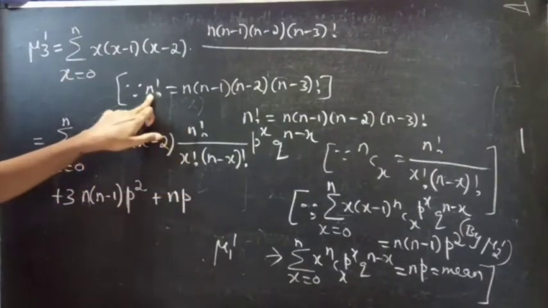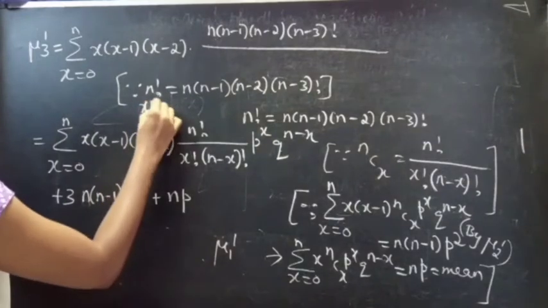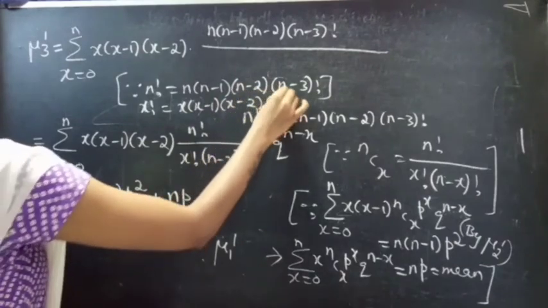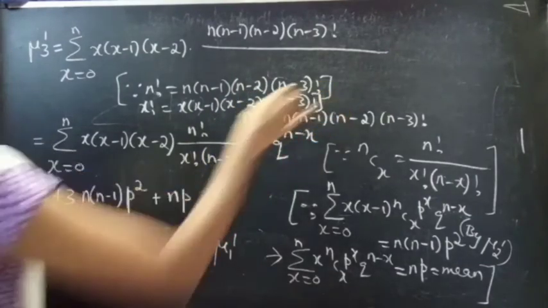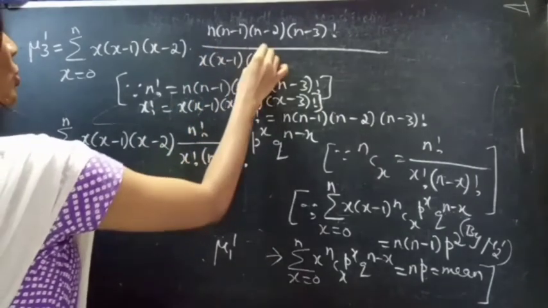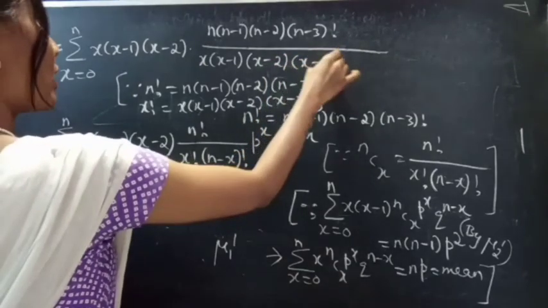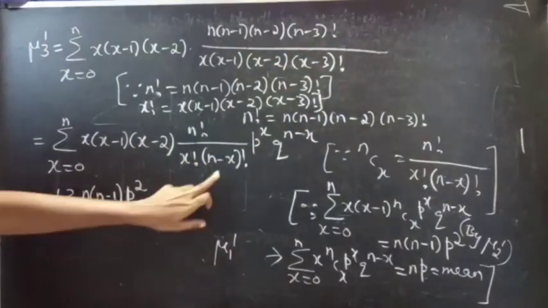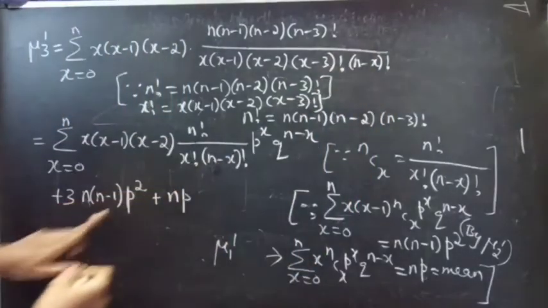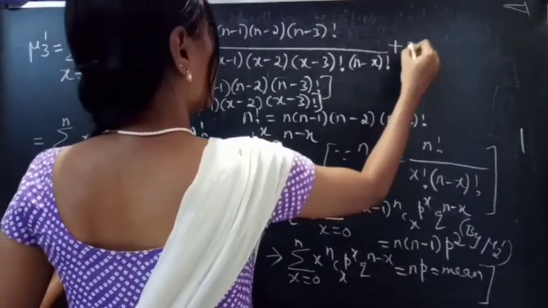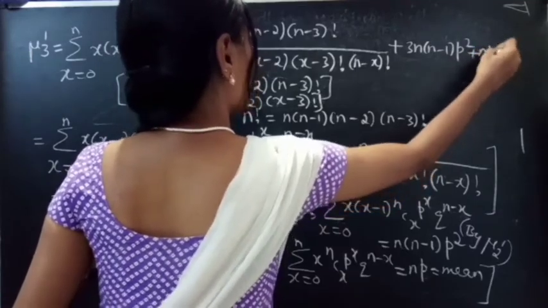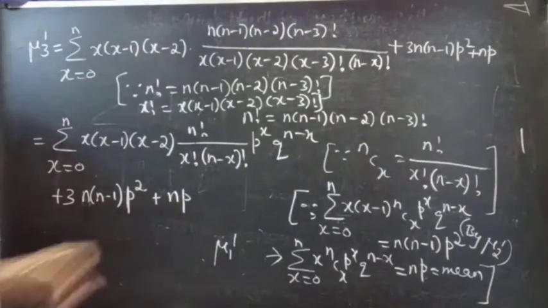Similarly, in the place of n, put x, then you'll have x factorial equals x into x minus 1 into x minus 2 into x minus 3 factorial. Now replace x factorial by x into x minus 1 into x minus 2 into x minus 3 factorial, into, write n minus x factorial as it is. Okay. Plus 3n into n minus 1 into p square plus np. Okay.